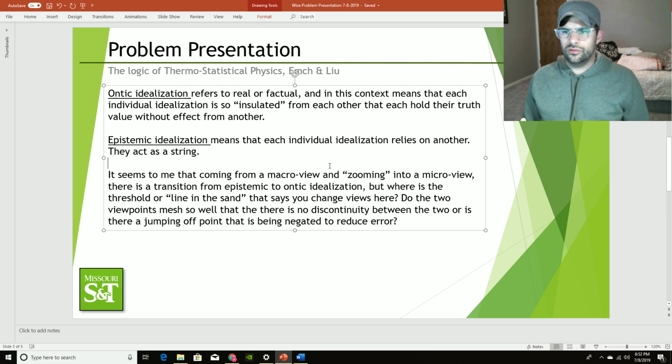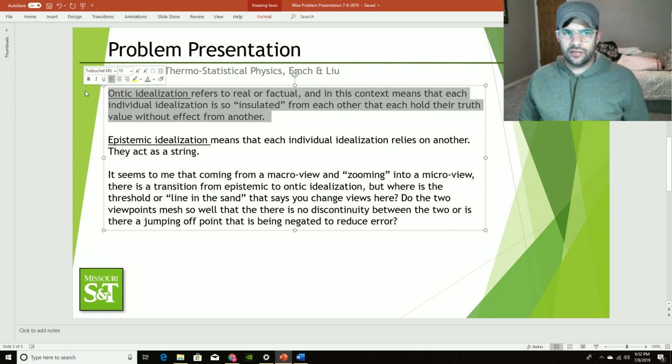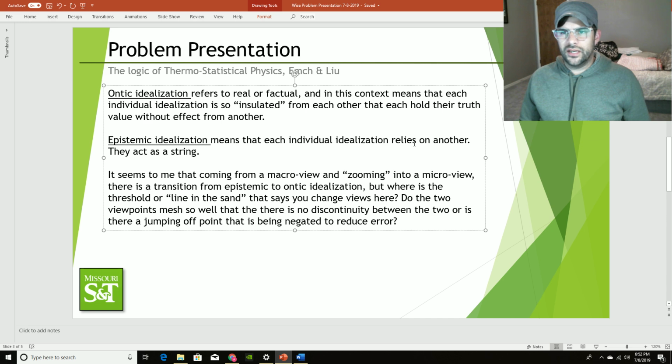When you get to the microscopic level, the atom level, and you're talking about things that are moving at the speed of light, obviously you're going to be doing this top one, I think, right? But when you're talking about the whole system, the whole universe, you're going to be doing the second one because everything kind of depends on each other. But where is that line between the two?